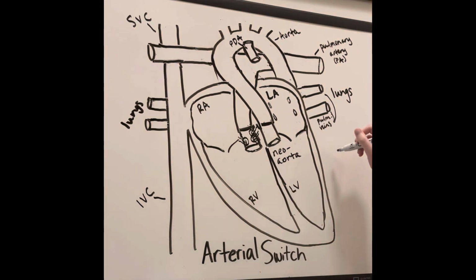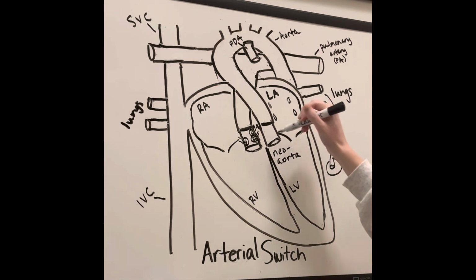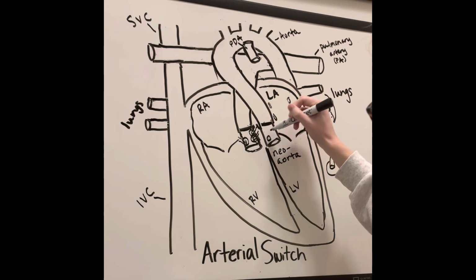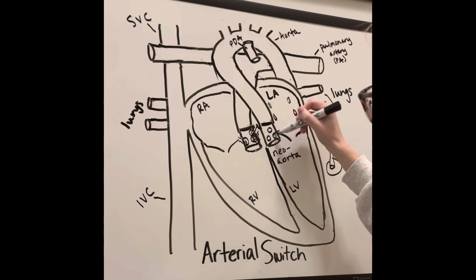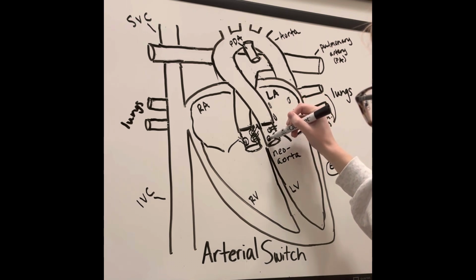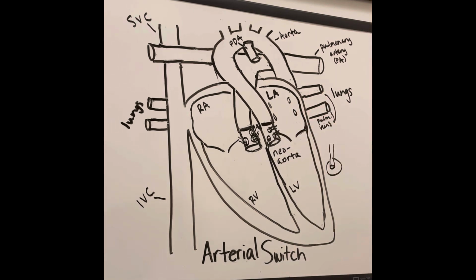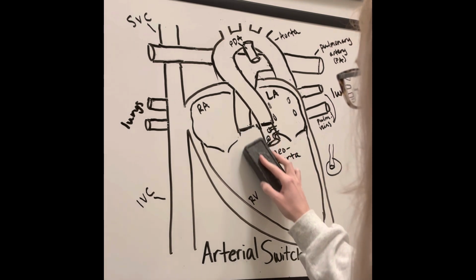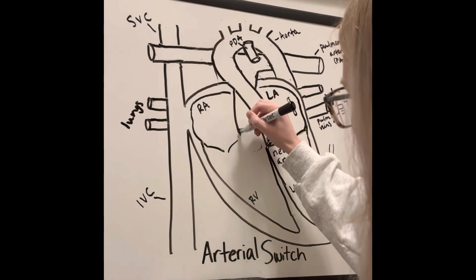So the coronaries are attached to this big chunk of tissue here. So then they can take this big chunk of tissue, or what's called a coronary button, and they just sew the buttons back onto the neo-aorta. So then those would not be there anymore.